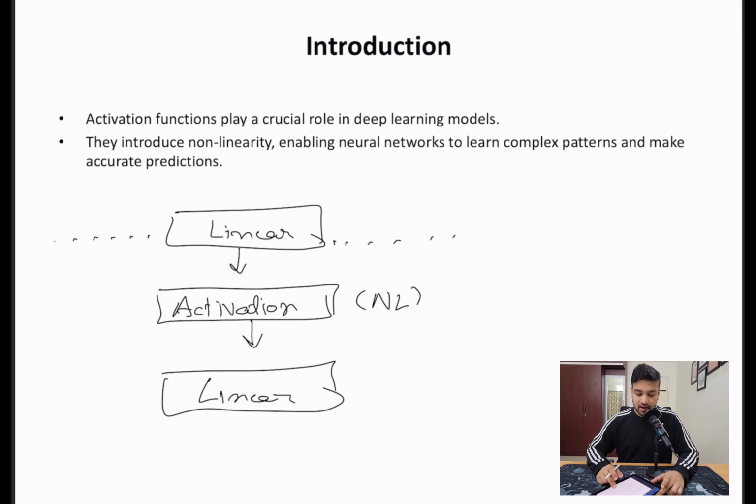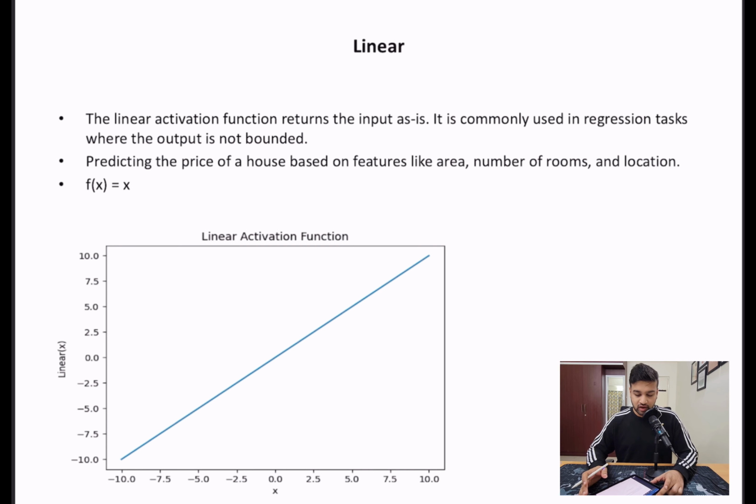So let us start by talking about the first activation function. This is the linear activation function. The linear activation function is a simple linear function. It basically returns the input as it is, right? So this is the linear activation function where f(x) is equal to x.